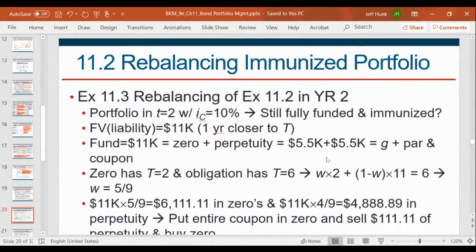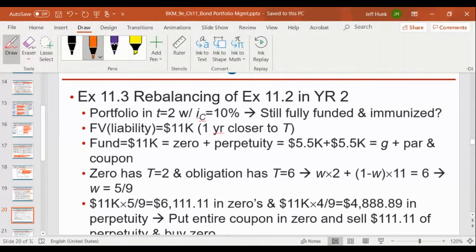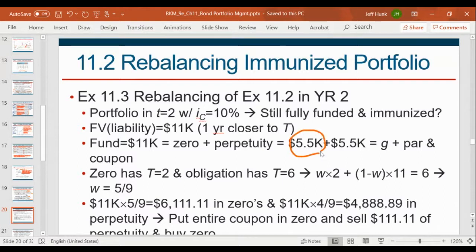Now, but then think about it. 1 year later, previously it was 5,000 and 5,000. Now it is 5.5K and 5.5K, because 1 year later, think about it. Zero coupon is valued higher because we are 1 year closer. And the perpetuity value is now 5.5 also.